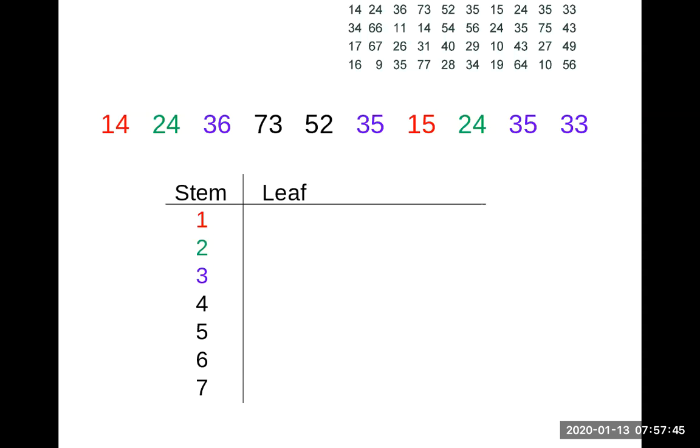So let's take these first numbers. Here we have 14 and 15. They're both in the tens, with a 1 and a 4 and a 1 and a 5. So we're going to take this 4 and this 5 and put them in the leaves. So this is telling us 14, 15. Then we're going to take the 20s, and we see that we have two 24s. And so we're going to put those 4s here. So what this is saying is 24, 24. So these are the 10s, these are the 20s.